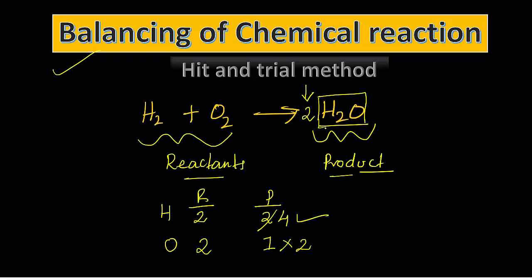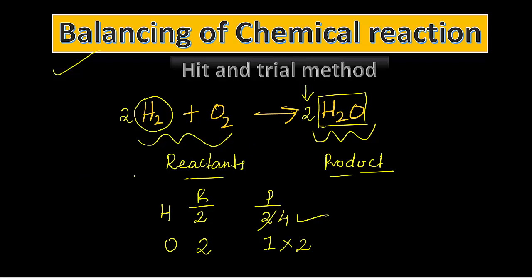So again we have to balance the number of hydrogen atoms on both sides. So how many hydrogen atoms are there in the reactant? Only 2. So we need to place 2 before the H2 molecule. So now we can see the reaction is balanced.